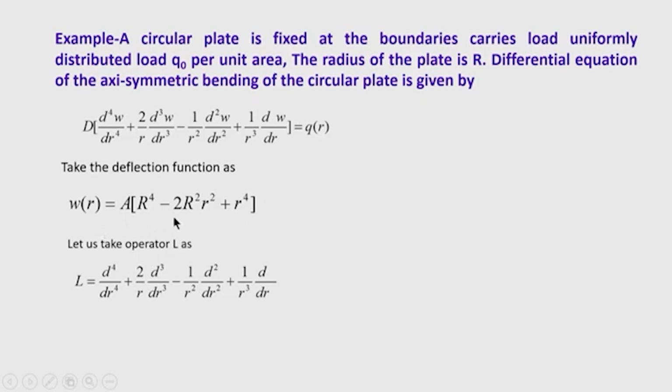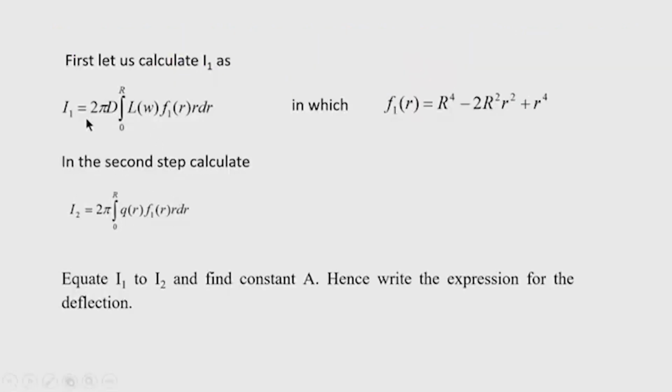So, we take the uniformly distributed load on the plate as q naught, and then I 1 is calculated. Here the differential operator L w is taken to write the expression in compact form. F 1 r is the deflection function. Now, the deflection function is r to the power 4 minus 2 R square r square plus R to the power 4. As I have told you earlier, the deflection function here, or in other cases also, for a rectangular plate, you have to take into calculation without the arbitrary constant that is associated.